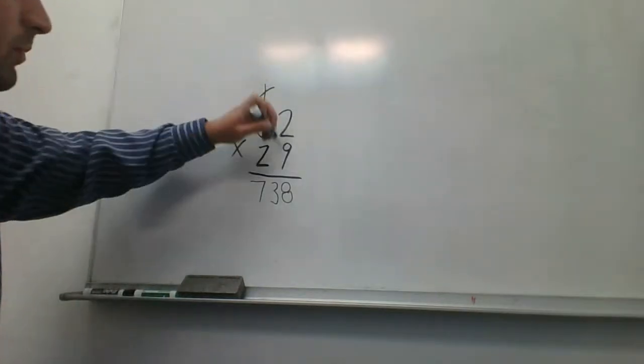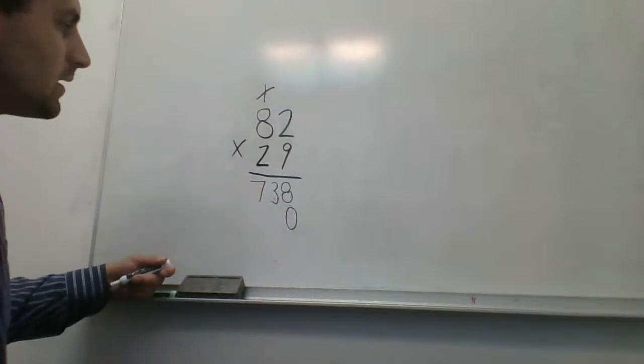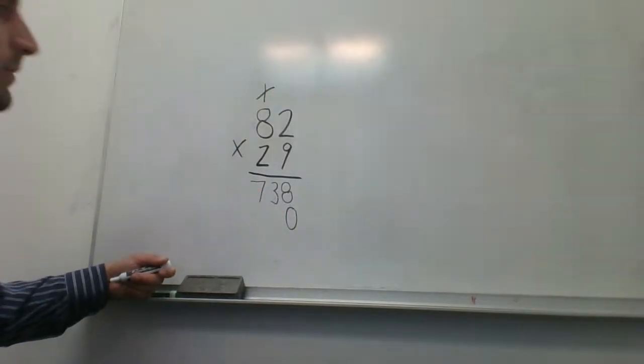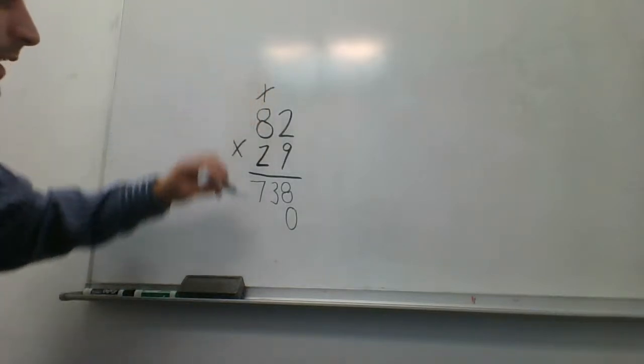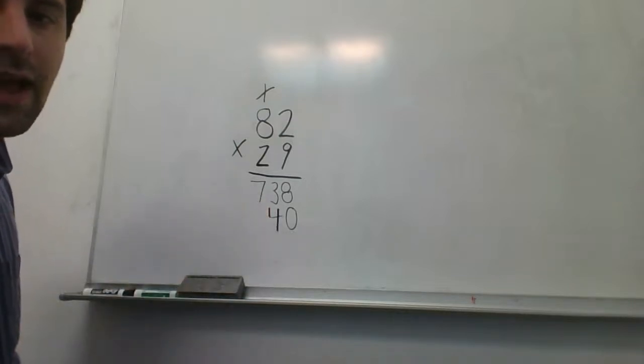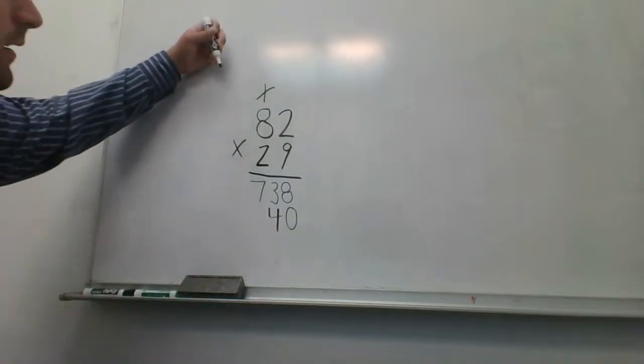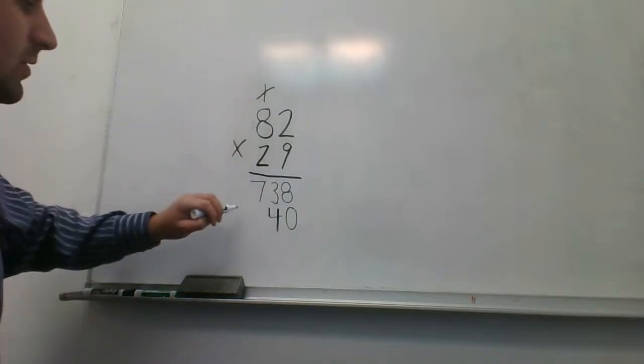Now, since we already multiplied both digits in the ones place, I'm going to put a 0 in the ones place. Now we're going to multiply the top digit times the bottom digit in the tens place. 2 times 2 equals 4. Now, I do not need to regroup there because our product is less than 10. Whenever our product's less than 10, regrouping is not needed. 8 times 2 equals 16.